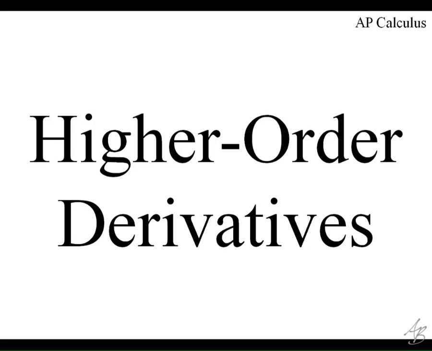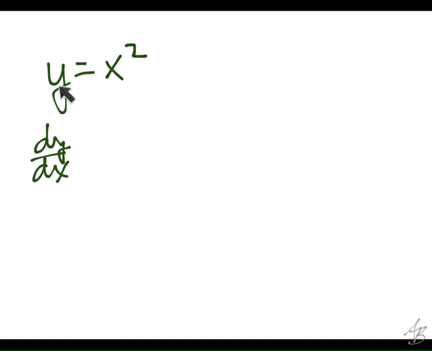So when we take the derivative of a function, we get another function. Well, since we get another function, what can we do with that function? Take the derivative again. So what we're going to be doing is taking derivatives repeatedly, taking the derivative of a function over and over again. So if we have something like y equals, say, x squared, we can take the derivative, which would be dy dx. So we're taking the derivative of the function y with respect to x, and we would get what? 2x.